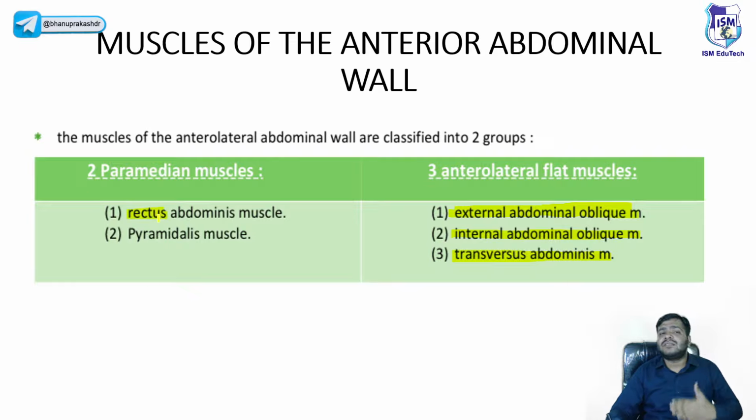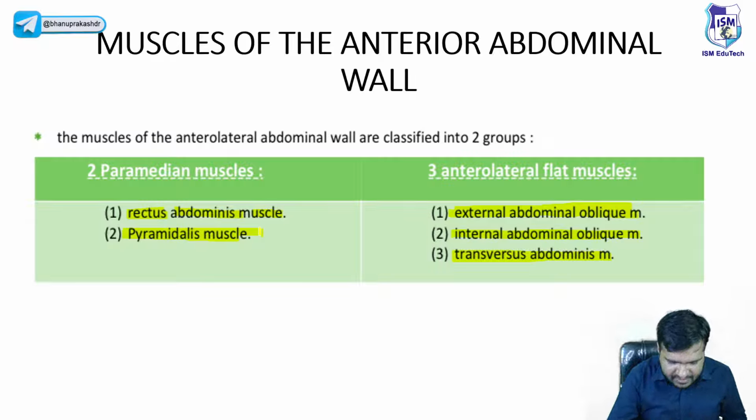What does rectus mean? Straight. Rectus abdominis muscle, and we have pyramidalis muscle. Let us discuss each muscle. Pyramidalis is a very short muscle, guys. We'll discuss each muscle in detail, so there's no point worrying about that.